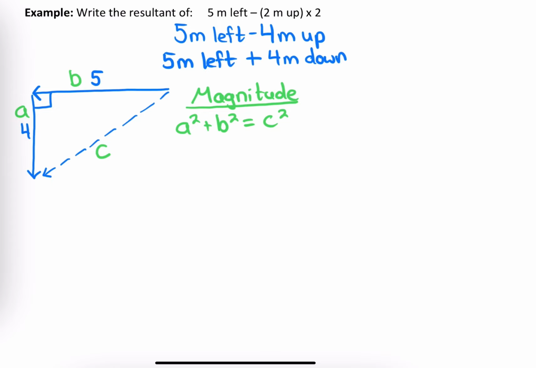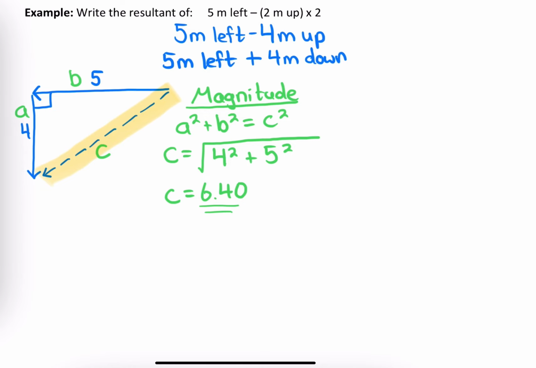Excellent. So to solve for C, I'm going to rearrange this. I get C is the square root of 4 squared plus 5 squared. And that gives me C is equal to 6.40 if I go to 3 sig figs. Okay, so that's the length of this side here. That's the length of my resultant. I have found its magnitude. That should be in meters because everything in my problem was in meters.